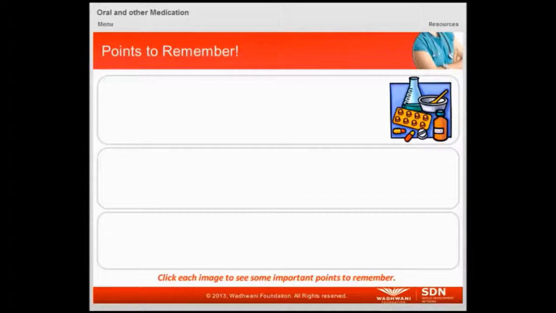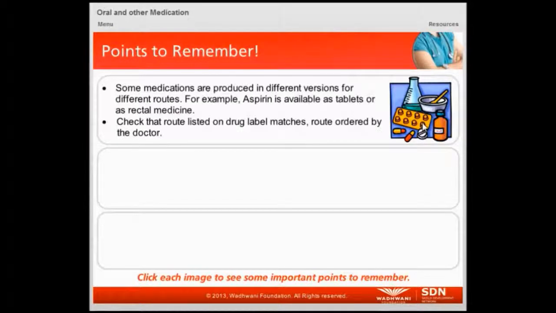Click each image to see some important points to remember. Some medications are produced in different versions for different routes. For example, aspirin is available as tablets or as a rectal medicine. Check that the route listed on the drug label matches the route ordered by the doctor.